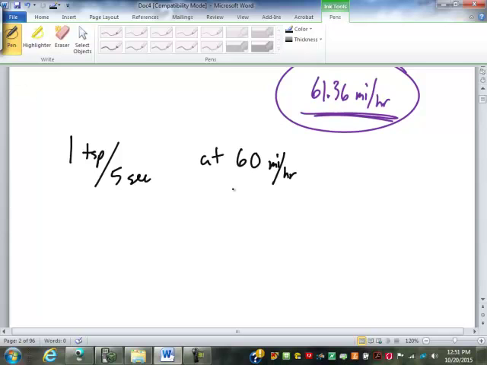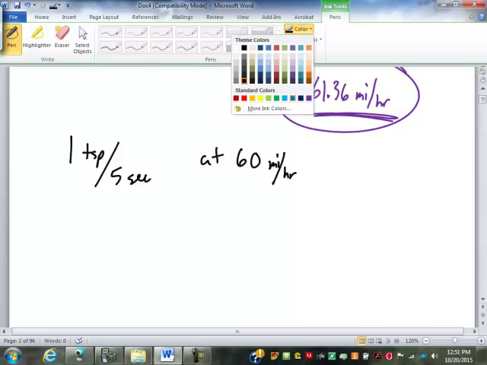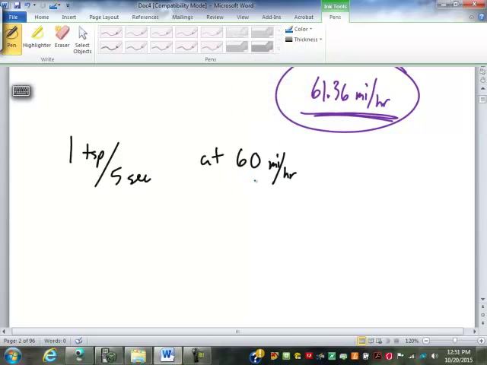Is that a good fuel consumption? Who knows, right? Well, 20 miles to the gallon would be pretty good, right? For a truck, yeah. 20 miles to the gallon if you're driving a truck would be good. So at 60 miles per hour, that would be about 3 gallons per hour, right? How do I get that?